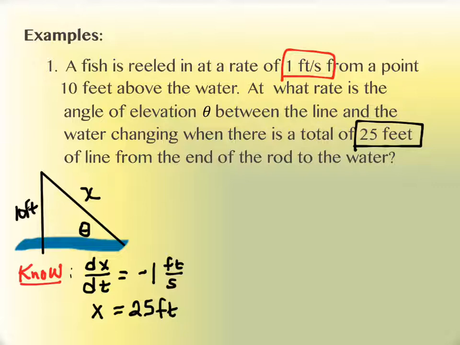What are we asked to find? The rate about theta, and the rate is always in terms of time. You're right. So we're asked to find d theta dt. How the angle theta is changing with respect to time. Does that make sense? Okay.